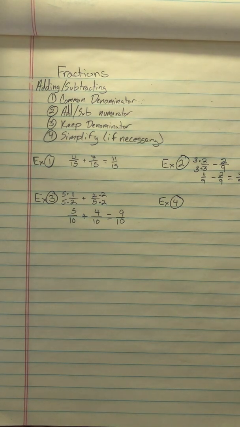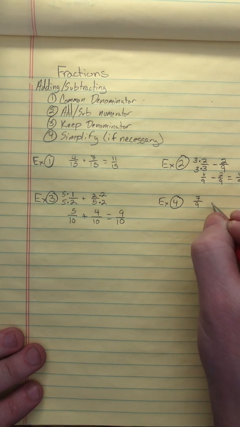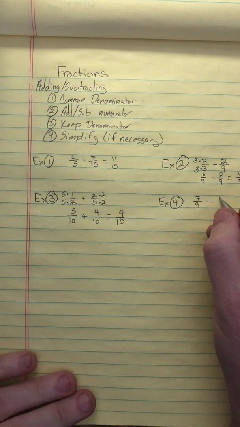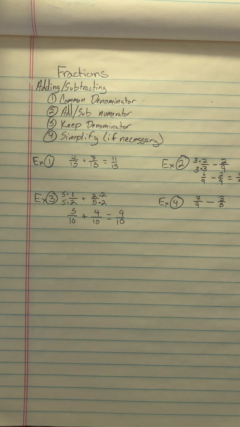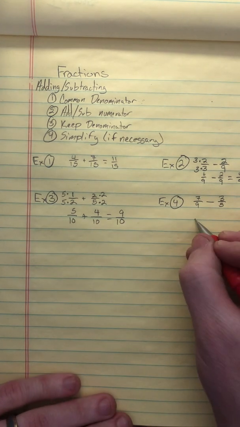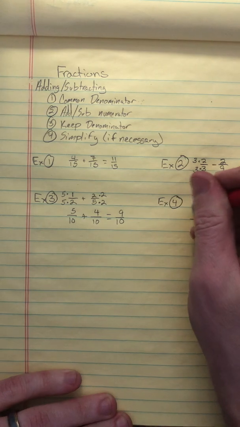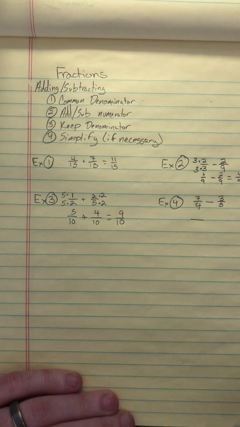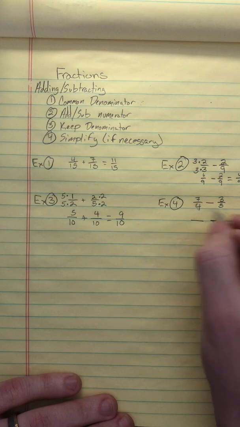Example 4. Let's go with 7/9 minus, let's go with 3/5. I think this should give me one. Let's change this up. Let's go 7/4 minus 3/5. All right, sorry. Let's change this up a little bit. Minus. We need a common denominator.